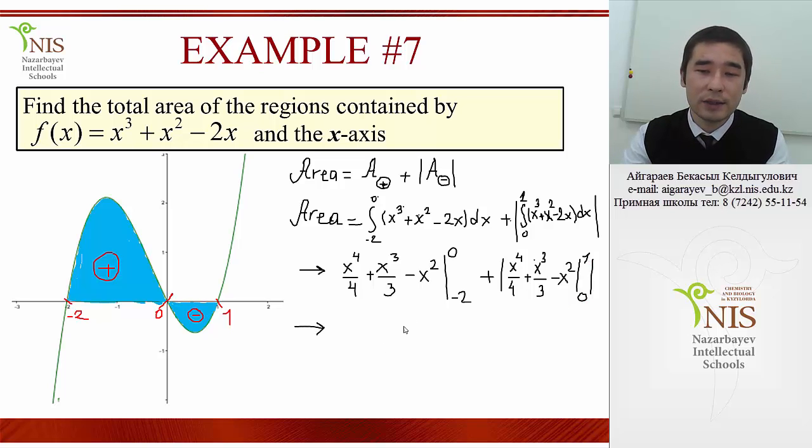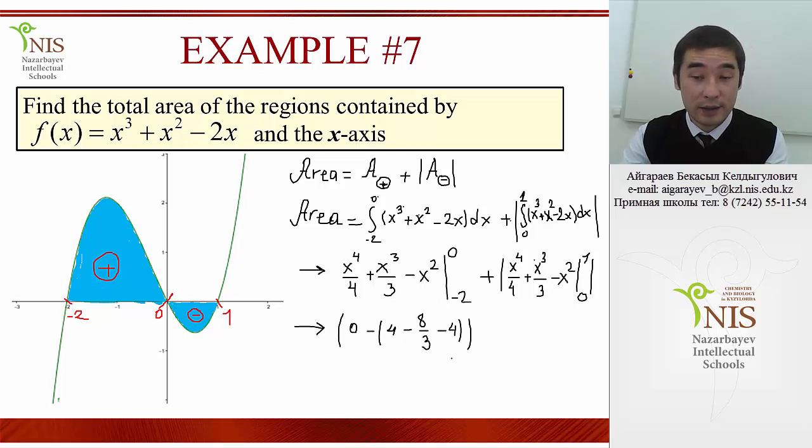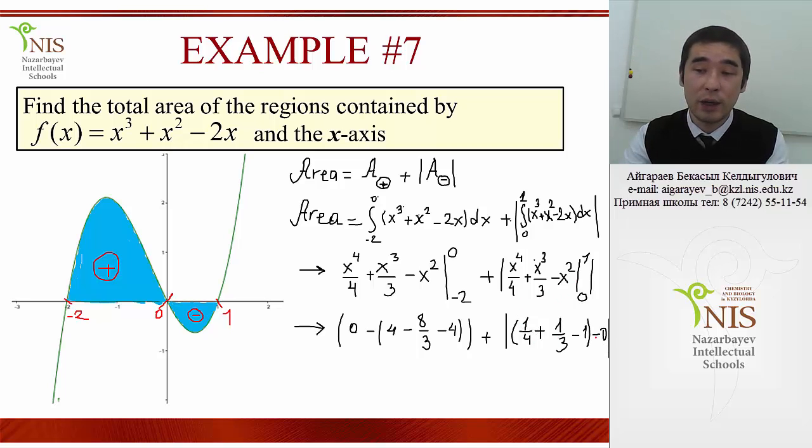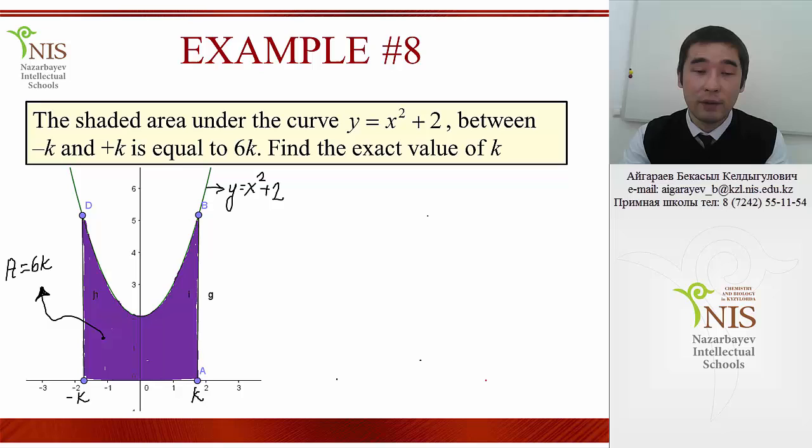Okay, we insert 0 and we get 0, and we insert minus 2, we get this expression, plus we insert 1 and we get this expression, and we insert 0 and we get 0. So when we calculate all these, we get 37 divided by 12, and that's my answer.